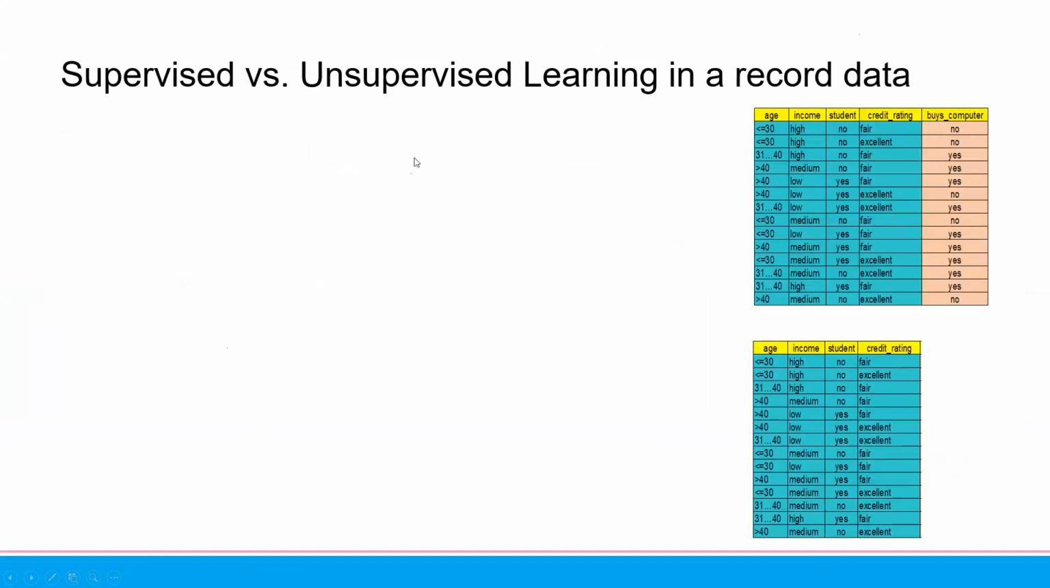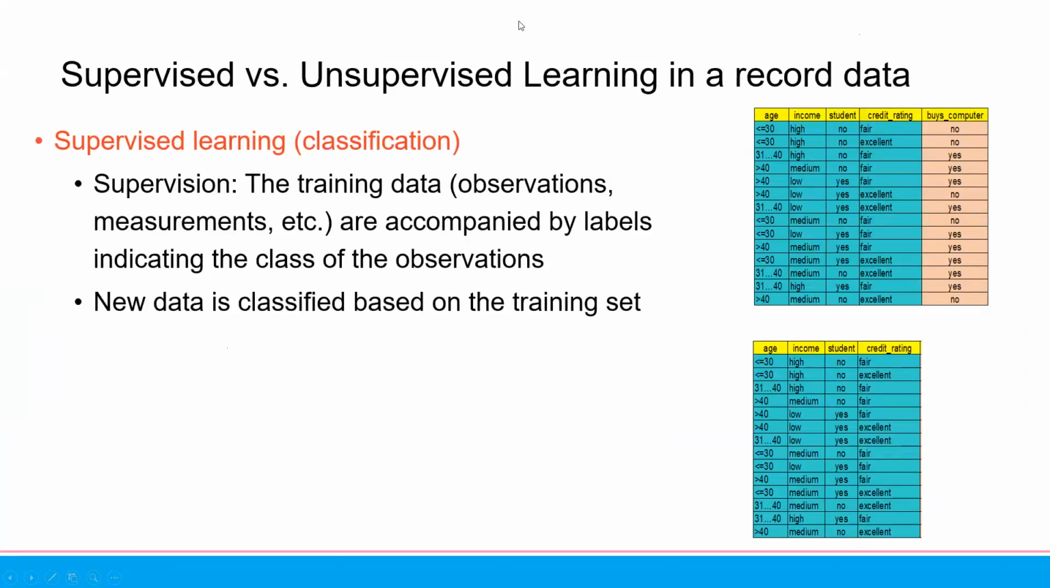In the previous example, I showed you supervised and unsupervised learning in image data. What about supervised and unsupervised learning in record data? So we can say this is the supervised learning, or the classification, with the record data. This is record data.